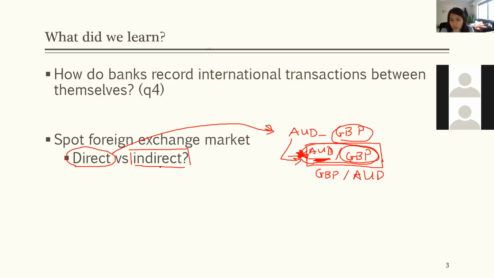The indirect quotation, on the other hand, is the price of my home currency versus the foreign currency. So here, this exchange rate is an indirect quotation for an Australian citizen because this gives me the price of the AUD in the pound.